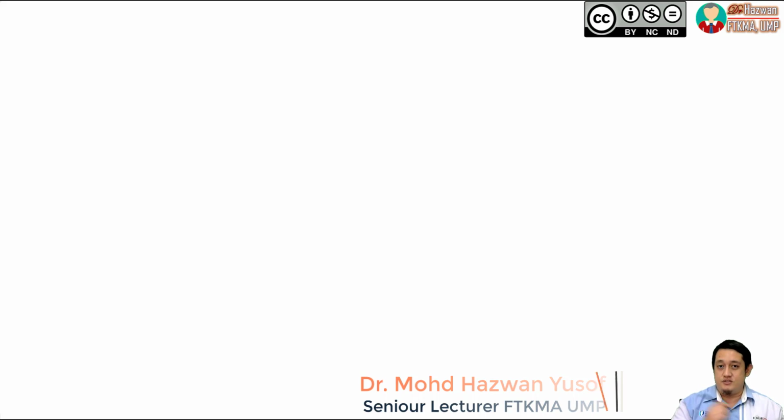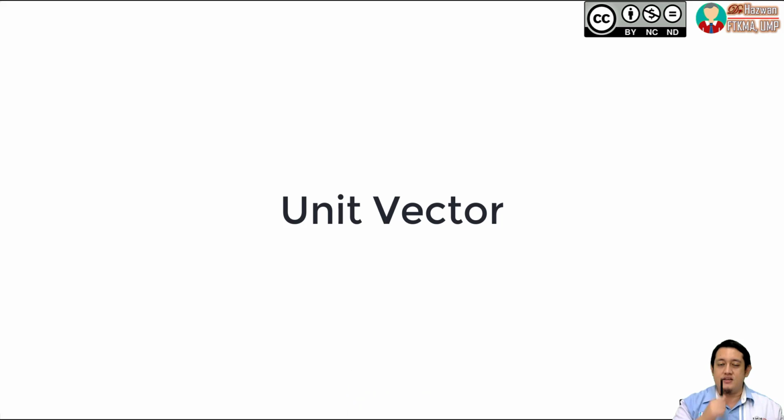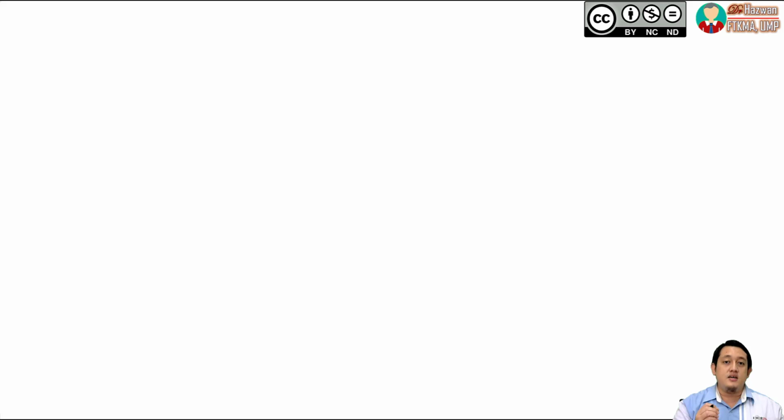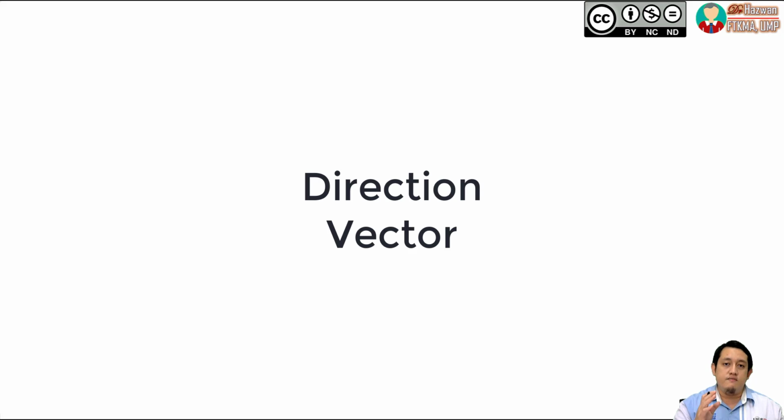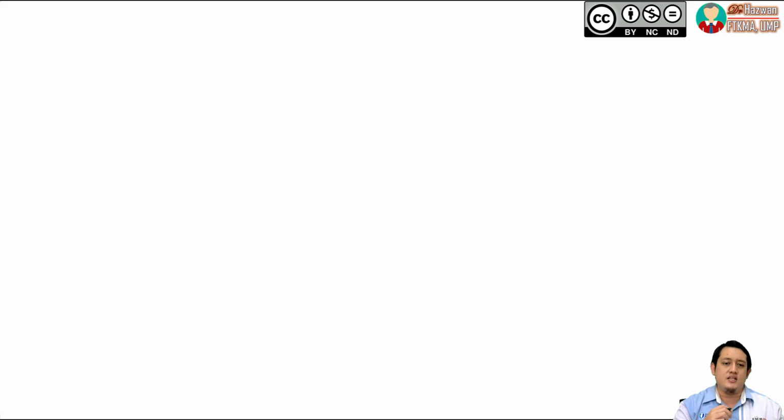Today's topic is unit vector. So what is a unit vector? A unit vector is a vector that shows the direction. We can also call a unit vector a direction vector. So why do we name it a direction vector? Let's look at how to calculate a unit vector.